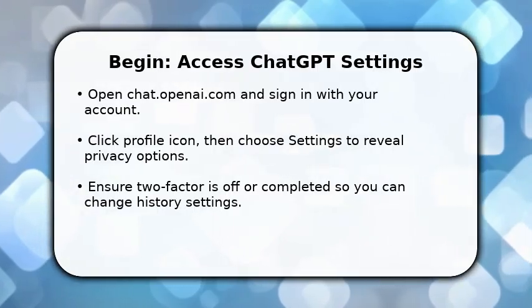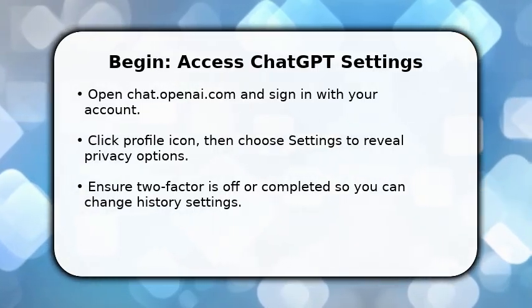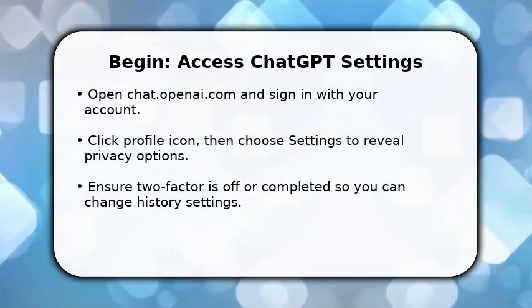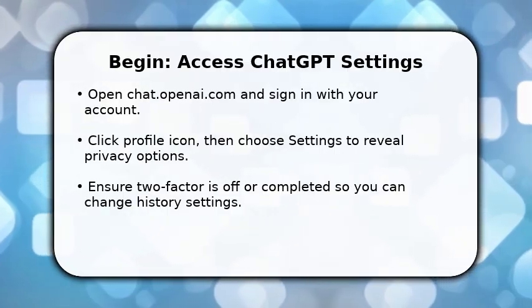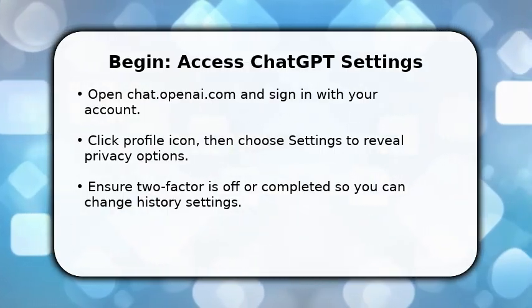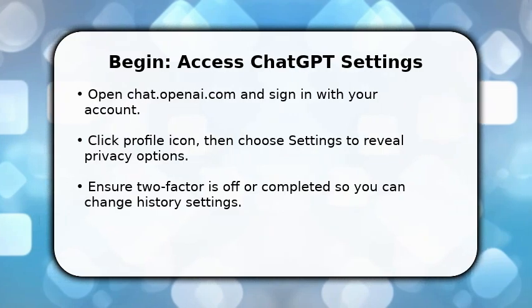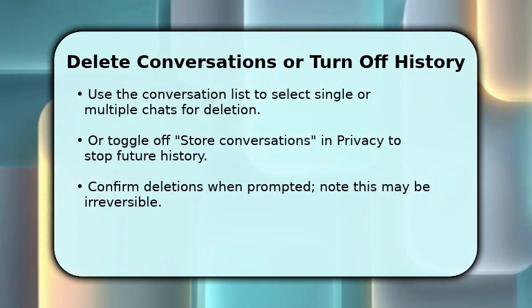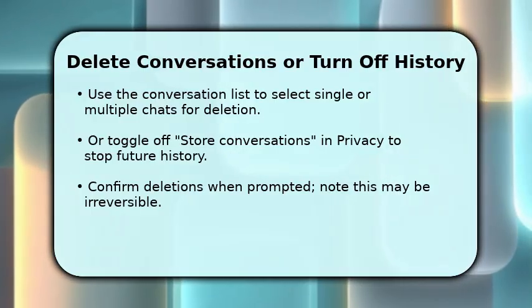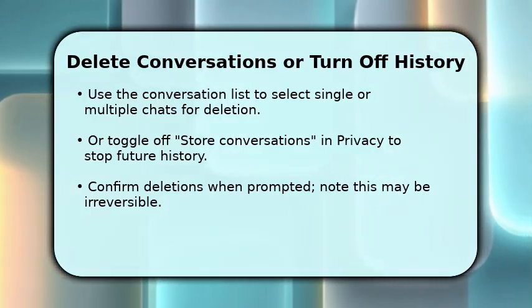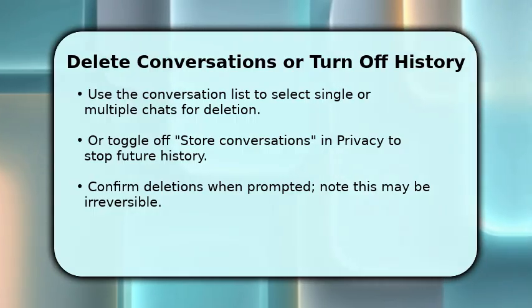This first step gets you to the exact panel where deletion actions live, and it prevents interruptions later when you must confirm permanent removal. Now remove items. In the left conversation list, hover a chat and choose the trash icon to delete one conversation. Use multi-select if available to remove several at once.